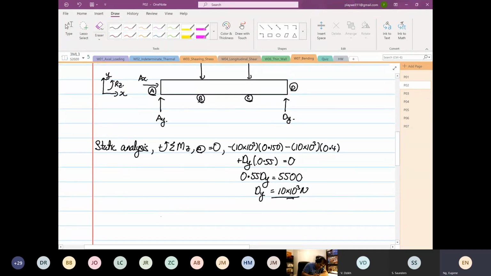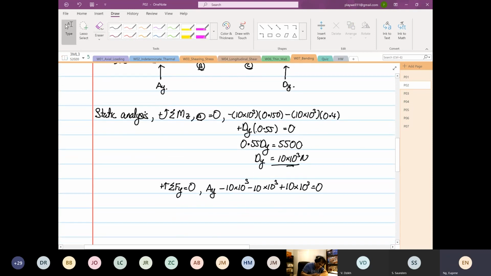And forces, so this will be equal to Ay minus 10 times 10 to the power 3 minus 10 times 10 to the power 3 plus Dy, equal to 0. So Ay is equal to 10 times 10 to the power 3 Newton.